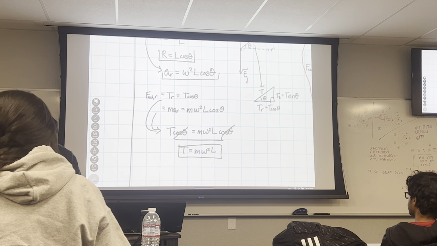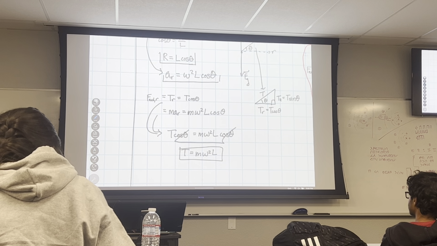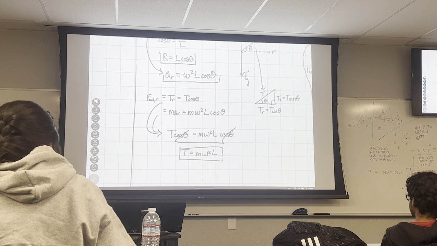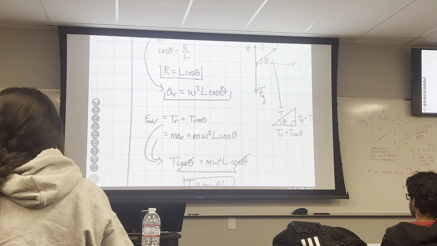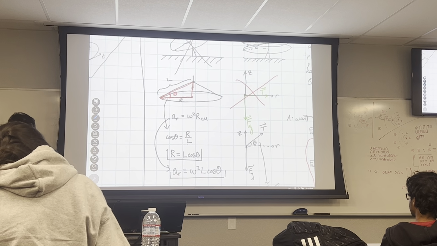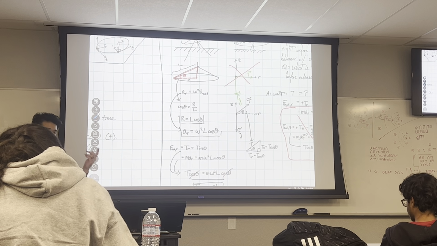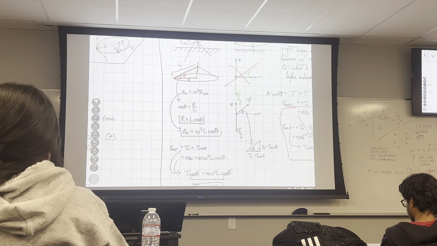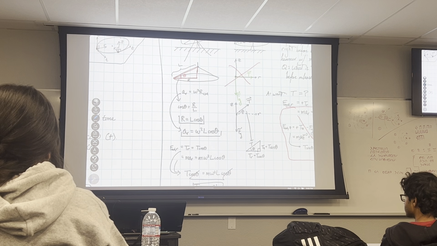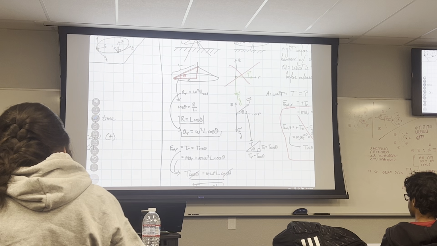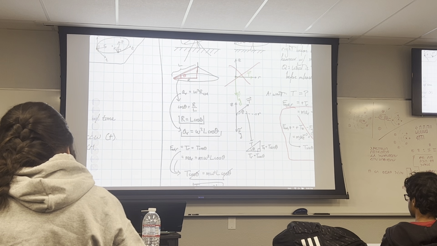But this is what I'm trying to emphasize: you guys have to be precise about what the variables mean. In v squared over r, or the acceleration, it is of the radius of the circular motion, not the radius or length scale of whatever information you're given. It has to be specifically of the circular motion trajectory.